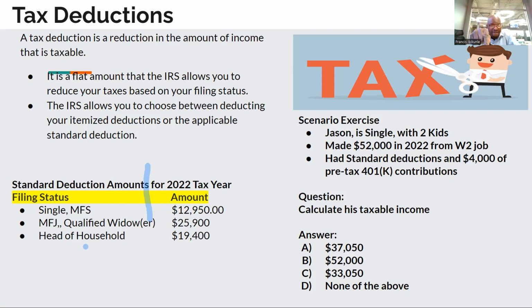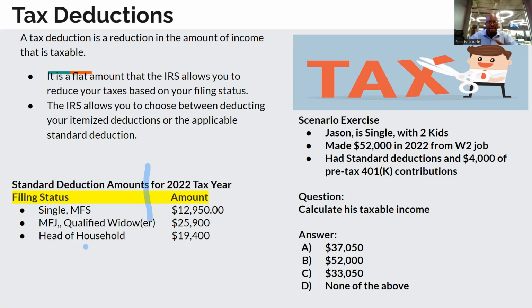Imagine if he were to be married and filing married jointly. Instead of taking away $12,950, they are going to take away $25,900, which is another $12,000 again, leaving about $60,000. So the taxable income is becoming lower and lower. From $86,000, just because of his filing status, he has dropped from $86,000 to $61,000. That is the power of the tax deductions.